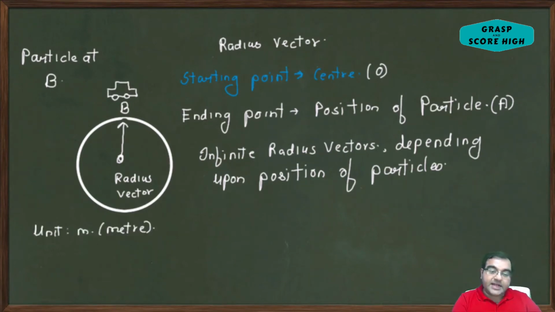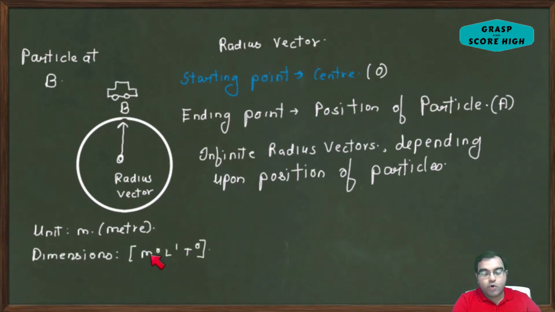Now, radius vector, radius is like length. Therefore, the unit is meter. When it comes to dimension, mass is going to be 0, length, its meters, is going to be 1, time is going to be 0.